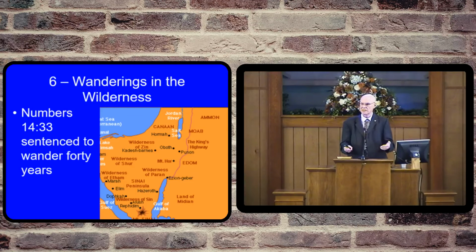As you know, 10 of them came back and said, we cannot take the land. They're giants. 2 came back and said we could, Joshua and Caleb. But the 10 convinced the people they could not do it. So God sentenced them to wander in the wilderness for 40 years. Numbers chapter 14.